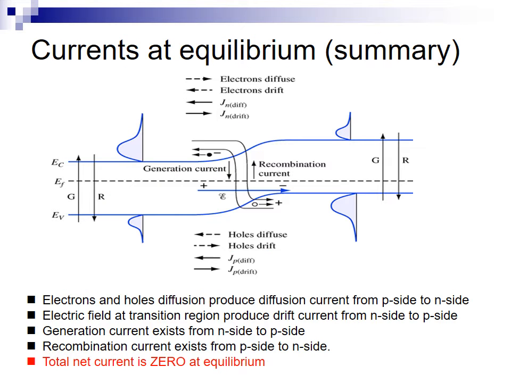So this is the summary of currents in PN junction at equilibrium. Electron and hole diffusion produce diffusion current from P side to N side. Electric field at the transition region produces drift current from N side to P side. Generation current exists from N side to P side, and recombination current exists from P side to N side. Thus, the total net current at equilibrium is zero.